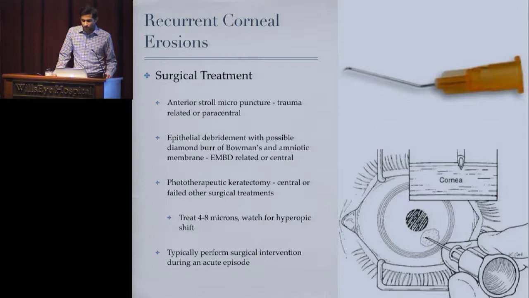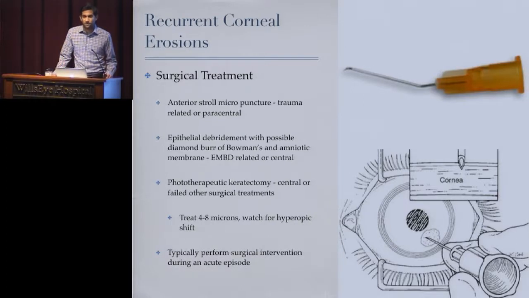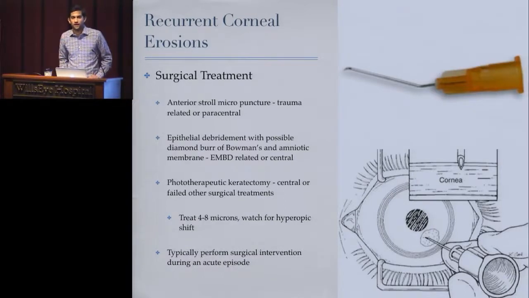Now, as far as surgical options, let's say they keep getting this, you put a contact lens on and it keeps coming back. There are a few options. That's supposed to say anterior stromal micropuncture. That works really well in trauma-related recurrent erosion. So if someone had a tree branch injury or a fingernail injury and the erosion's peripheral, it works really well. You don't want to do micropuncture centrally because it can cause some scarring. And it's really easy to do.